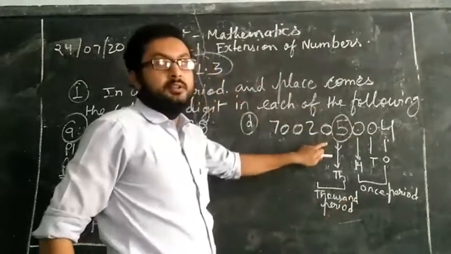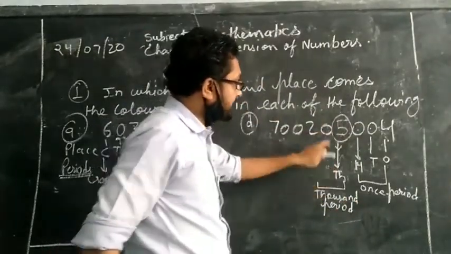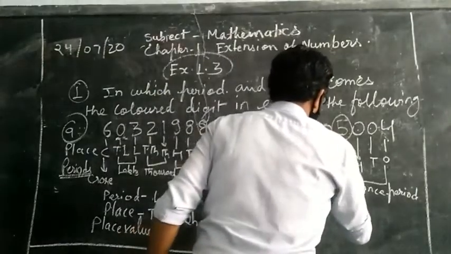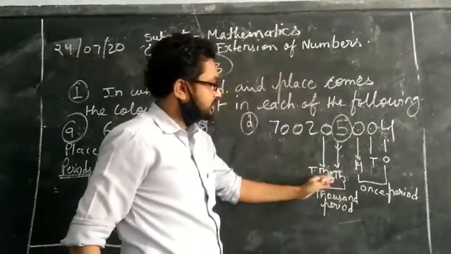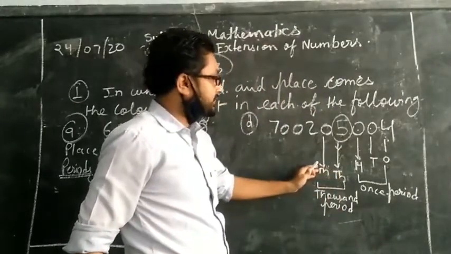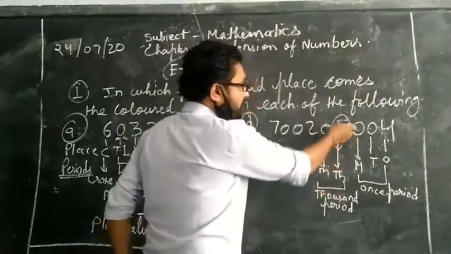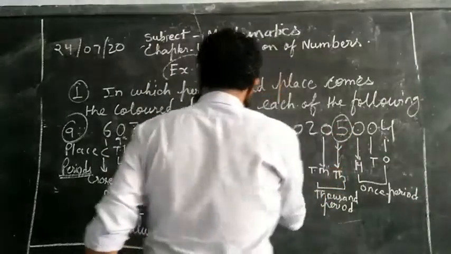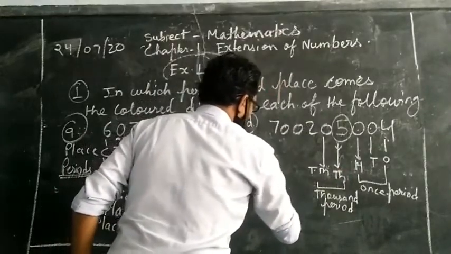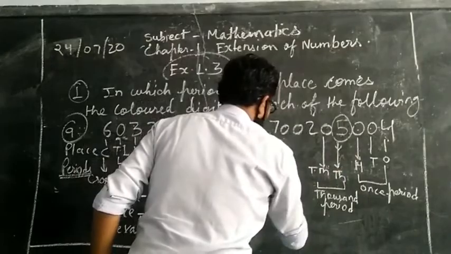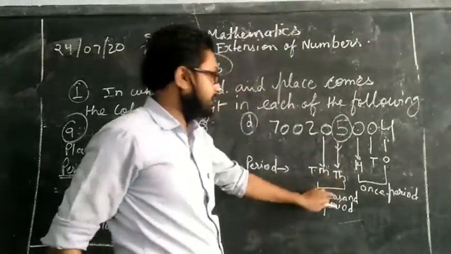And see here that in the thousand period, the thousand and 10,000 places come. So both places, thousand and 10,000, come in the thousand period. So the place value of 5 is 5000. Now, in which period is it coming? It is coming in the thousand period.